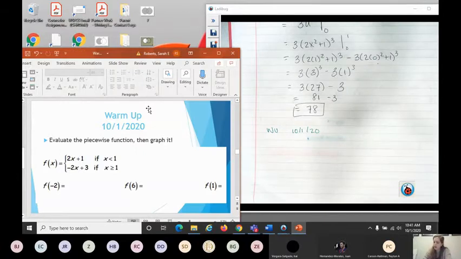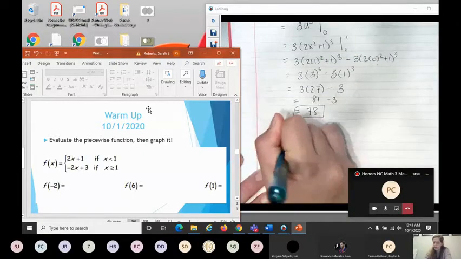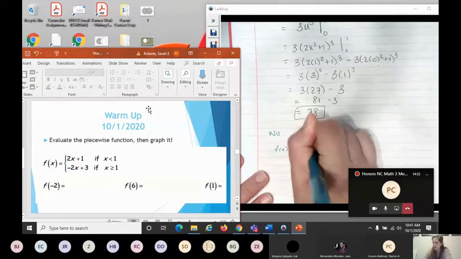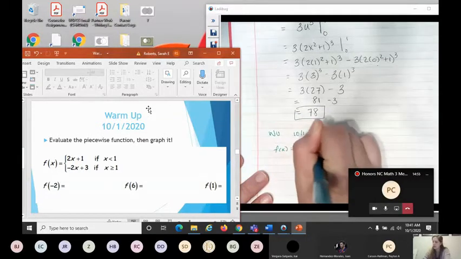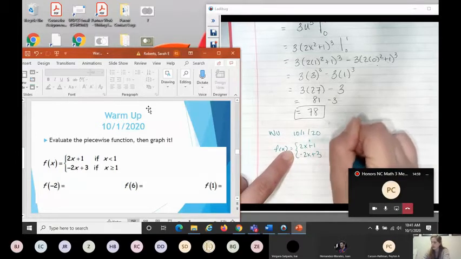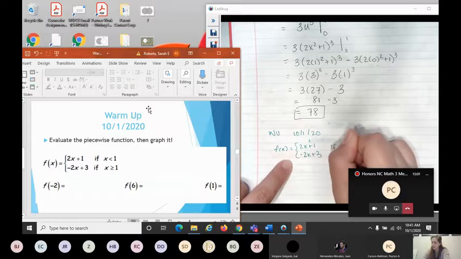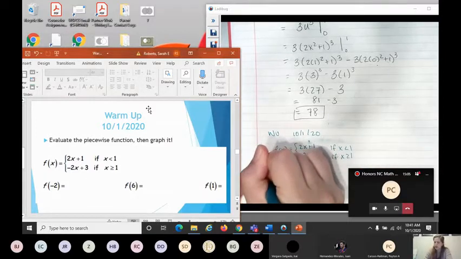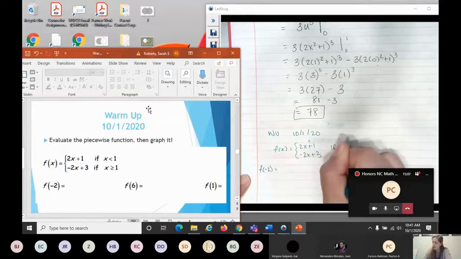So I'm going to write out the function f of x equals 2x plus 1 and then negative 2x plus 3. It's the top function if x's are less than 1, and it's the bottom function if x's are bigger than or equal to 1. So first we're evaluating, so we're finding f of negative 2, f of 6, and f of 1.